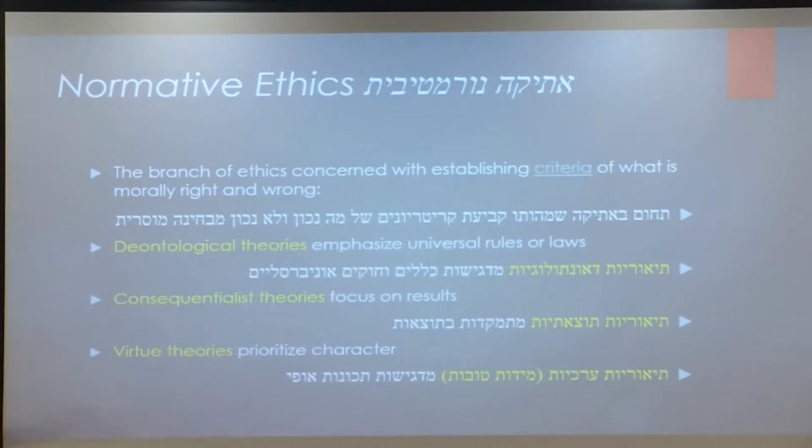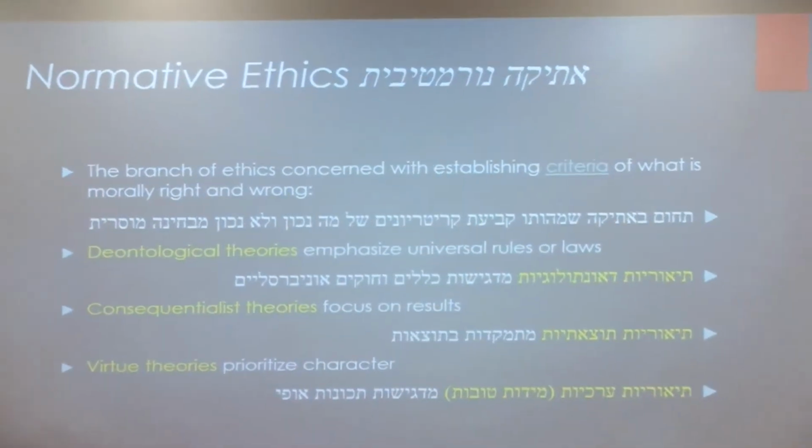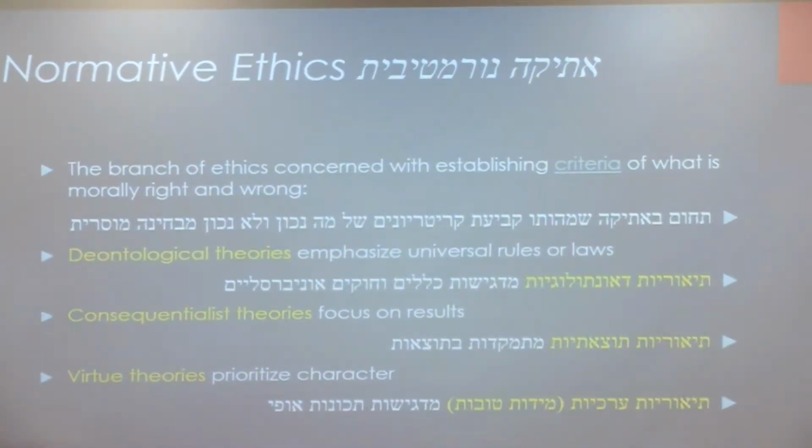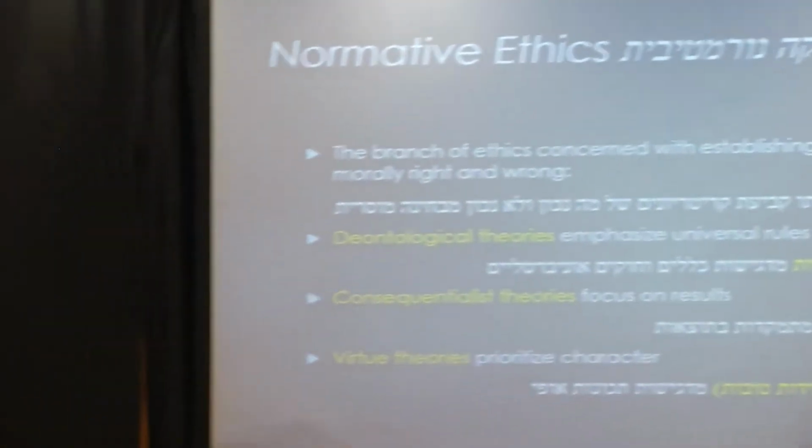There are deontological theories that emphasize universal rules or laws. These are very laws, rules-oriented, and also universal. So human rights, for instance, the idea of human rights, would fall under this category, if you believe in human rights. Consequentialist theories focus on consequences or results, and virtue theories prioritize your character or the personality of a person.